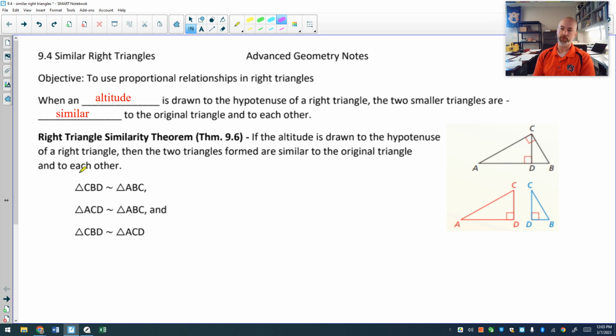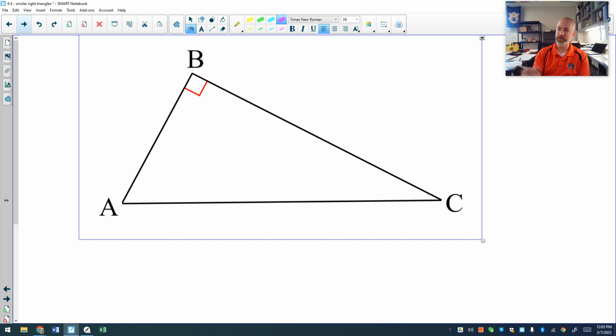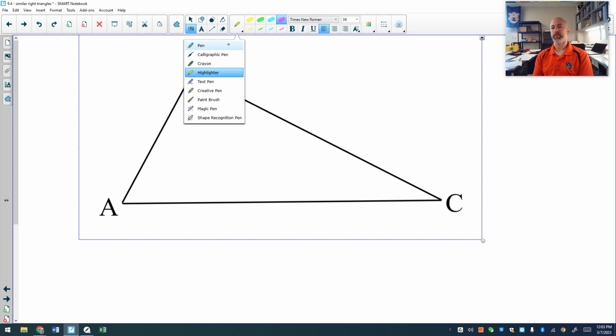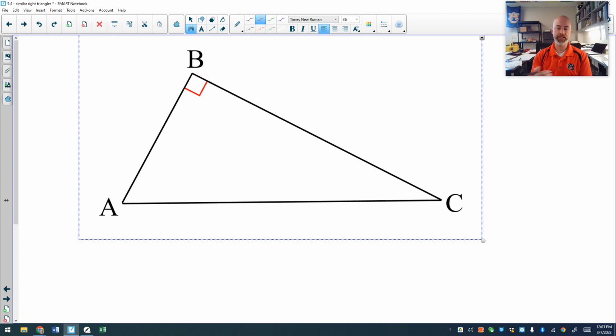If you want to memorize the similarity statements, you could. I think it's a little bit dangerous. So I'm going to attempt to explain this in a little bit more detail, and maybe a little more clearly, how we can generate those similar triangles without having to rely on rote memorization.